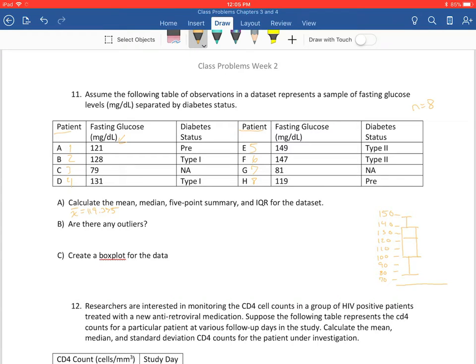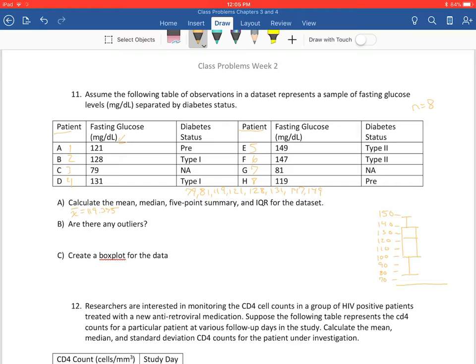The next thing we need to do is our median and 5-point summary. So for this, we're going to want to rearrange our data set in order. So I'm going to put the order down here: 79, 81, 119, 121, 128, 131, 147, and 149.